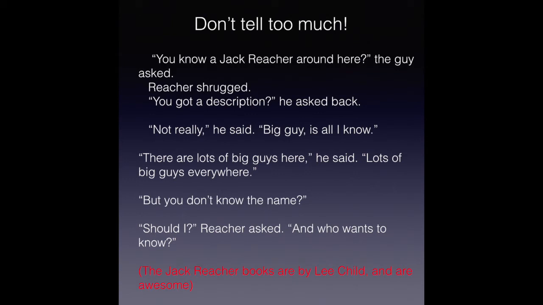We have no idea why Jack Reacher's not owning up to who he is when he's being questioned. But we want to. We don't need to, though. We want to. And that's going to keep us turning the pages.